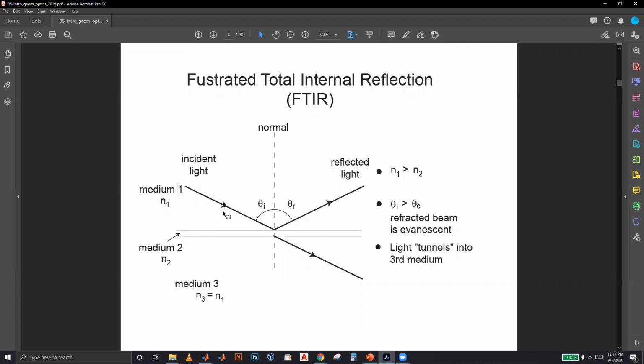So the idea is that most of the light will get reflected back following total internal reflection, but some of the light energy leaks through this interface and propagates into the third medium. But the energy carried by this light is pretty low, and most of it is evanescent waves. But it's just an interesting phenomenon to keep in mind, I guess.